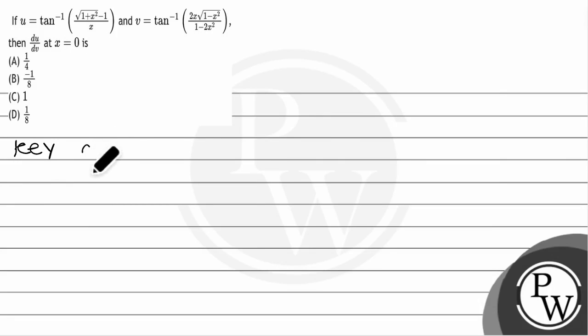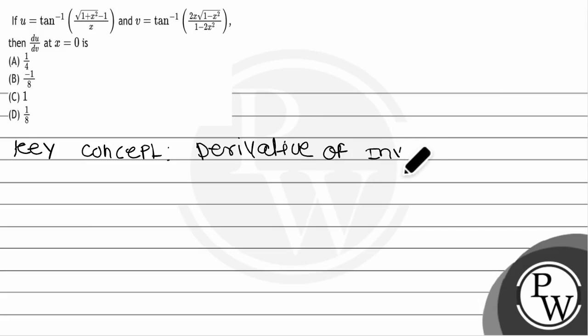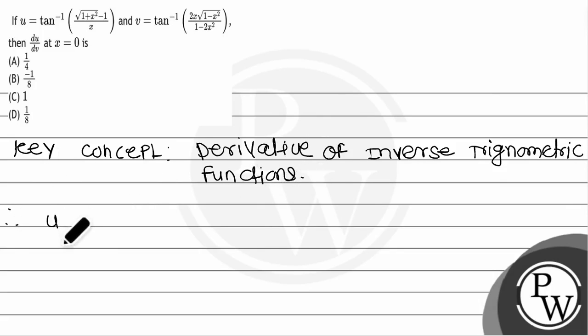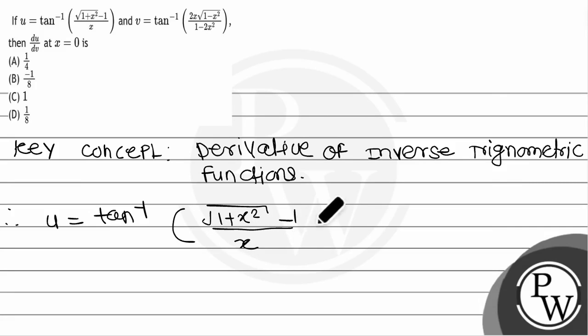Okay guys, to solve this question we use the key concept, that is derivative of inverse trigonometric functions. So how do we solve this question? Just write down u equals tan inverse of (square root of 1 plus x square minus 1) upon x. For this we use the substitution method.